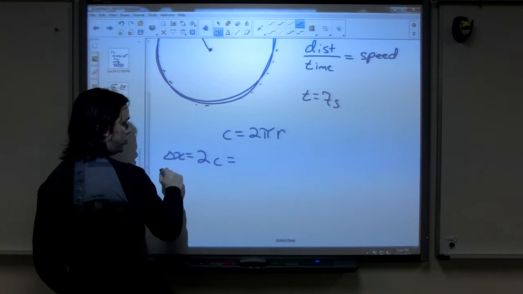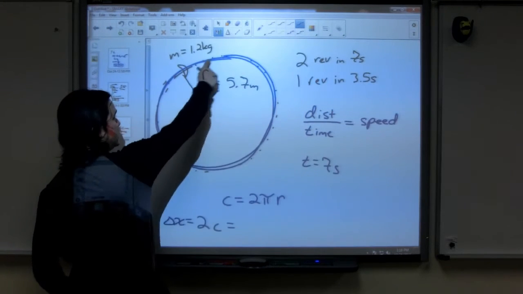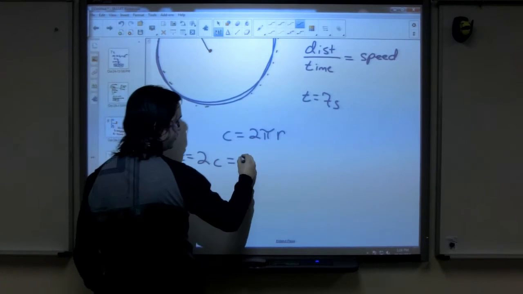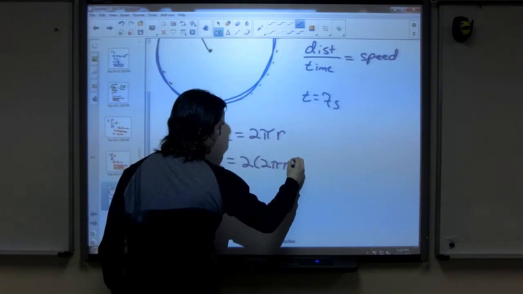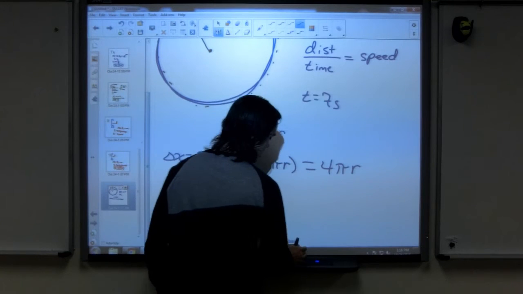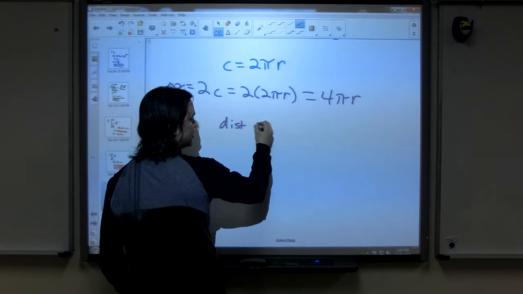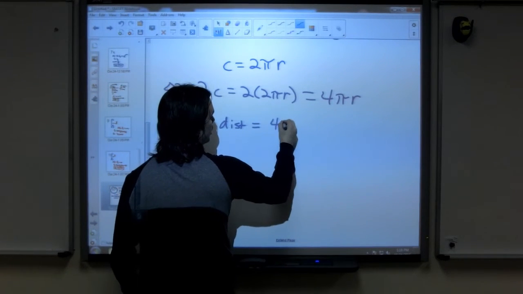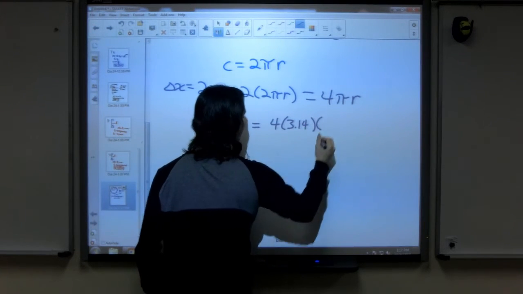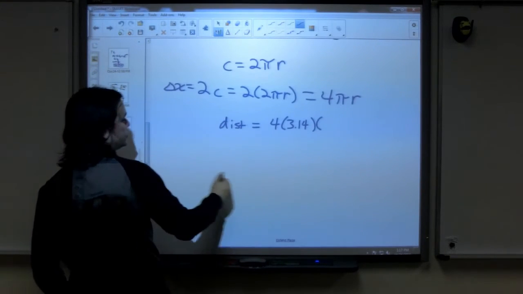So if I want to find the distance it's gone, I should be careful writing delta x, because our displacement is 0. It comes back to where it started. But our distance is going to be 2 times the circumference, which will be 2 times 2 pi r. We end up with 4 times pi r. Any way you look at it, the distance this thing goes, if you want to call it delta x, that's okay, is going to be equal to 4 times pi, which is 3.14159, etc., times our radius of our circle, which is 5.7 meters.